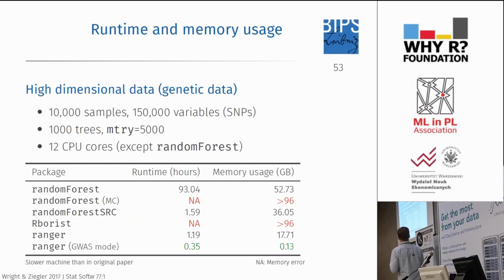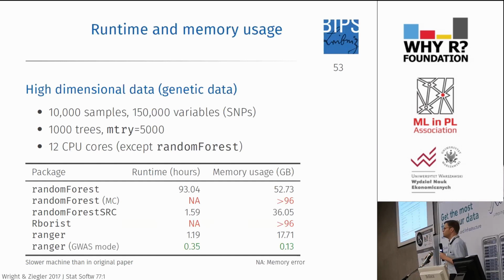The random forest SRC was quite fast with 1.59 hours, but used quite some memory. The arborist also crashed because of memory issues. And if you use the specialized GWAS mode, which is optimized for this kind of data in Ranger, this takes 20 minutes. So not 4 days, but 20 minutes. And there's almost no memory overhead. But this is maybe a little bit unfair comparison because this Ranger mode is optimized exactly for this kind of data, which the others didn't. So a fairer comparison would be for this one, but it's still the fastest and the most memory efficient.